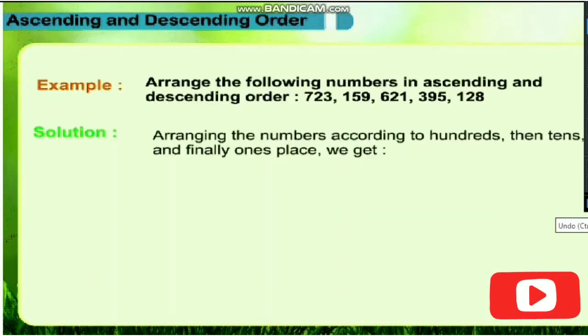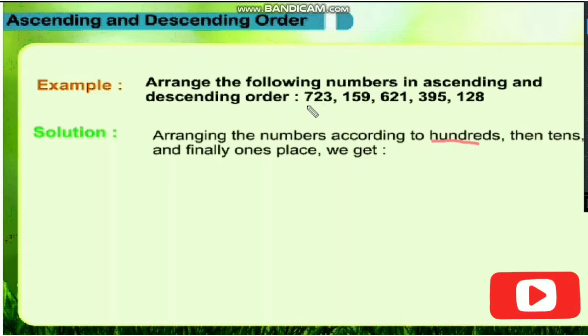Okay. Now what you need to do here? See, arrange the following numbers in ascending and descending orders. Some numbers are given here. You need to arrange them in proper ascending and descending order. Now while solving such a type of problem, what are we doing? First we are arranging the numbers according to hundreds. Now why is 100 written here? Because here all the numbers contain 3 digits. Okay, 3 digits, and the highest place value in these numbers is 100.